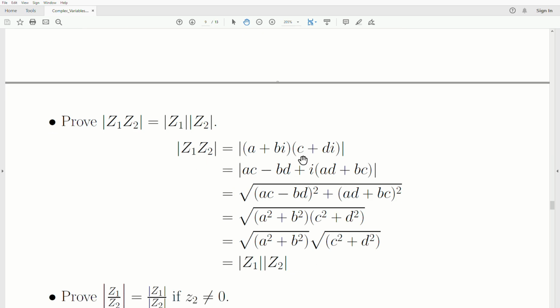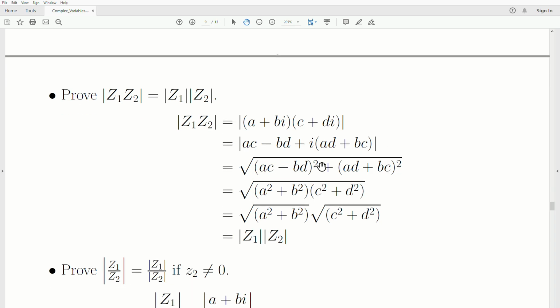So the modulus of the product is this, and then we've covered the multiplication of complex numbers in a previous video, and we get this. So this is the real component, and this is the imaginary component. Remember, we're taking the modulus of it, which means the square root of the square of the real component plus the square of the imaginary component. When we multiply these out, we get some cancellations, and then we can refactor it into this. And since these are all real numbers, and this is positive added to a positive, this number is positive, and this number is positive, so we can break it up into this.